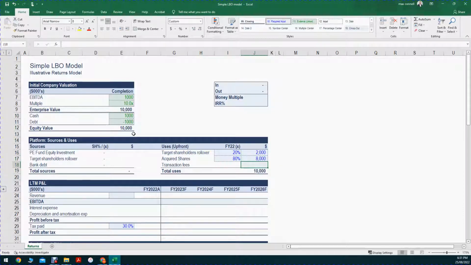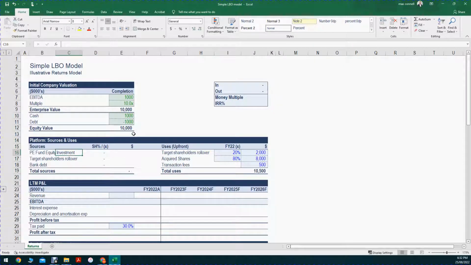But in a transaction, you're also going to spend money on transaction fees. So let's assume that we're going to spend $500,000 on transaction fees in this deal, which means the total uses, or the total need for capital, is $10.5 million. So this $10.5 million needs to be funded somehow.